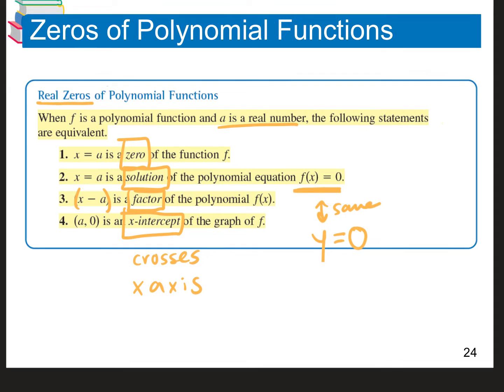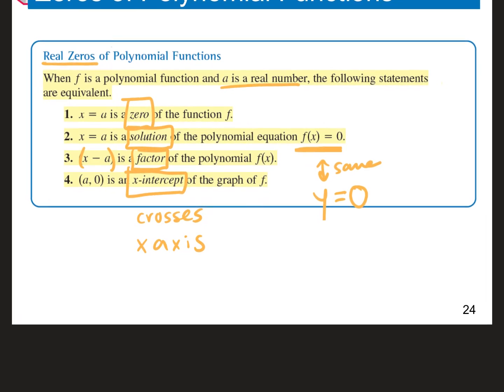And the reason why I underlined real twice is because yesterday you guys had a WebAssign, and sometimes you ended up with a negative under your square root. Let's say we had -4 under the square root. What did you notice about the graph when one of your zeros had a negative under the square root? Did it touch the x-axis? No. So this is not a real zero.